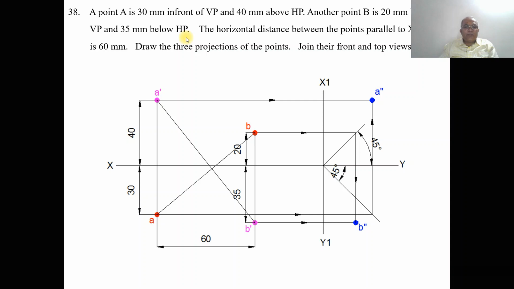And 35 mm below HP. Below HP will always come below XY line. From this point, you measure 35 mm and mark this point. Since the distance with respect to HP is seen in VP, and the image is in VP, it will be B dash. Draw the three projections. Join the front and top views. So you join A dash and B dash, and join A and B.